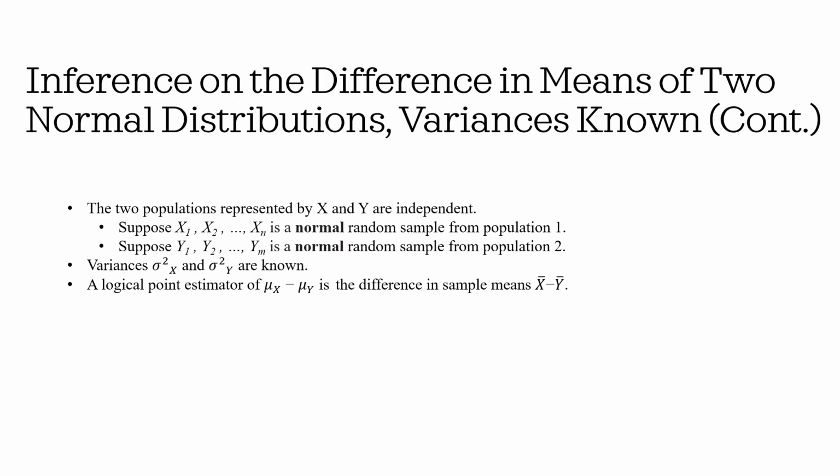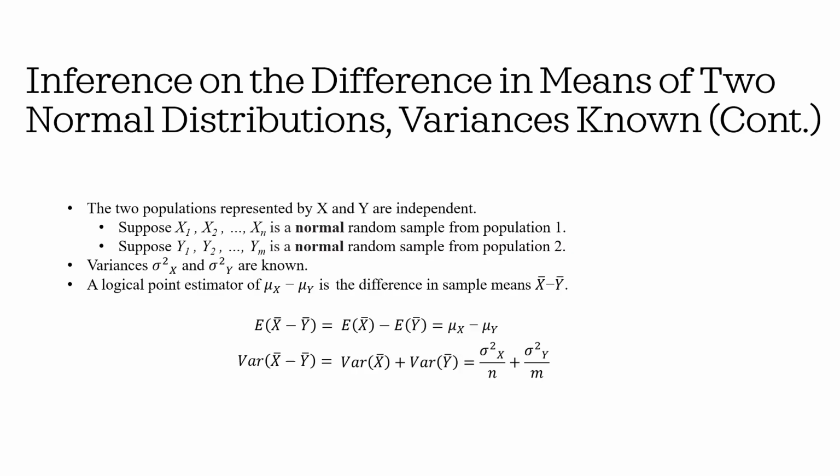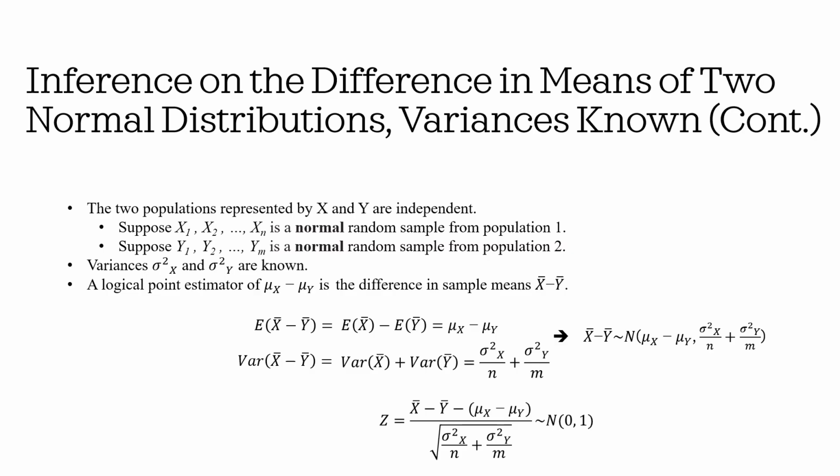We can easily use the linear properties of expectation and variance to calculate the expectation and variance of this point estimator, and use it to build a new standard normal statistic which can help us construct the confidence interval around the difference in population means. The new normal statistic is x bar minus y bar minus mu x minus mu y divided by square root of sigma square of x over n plus sigma square of y over m.